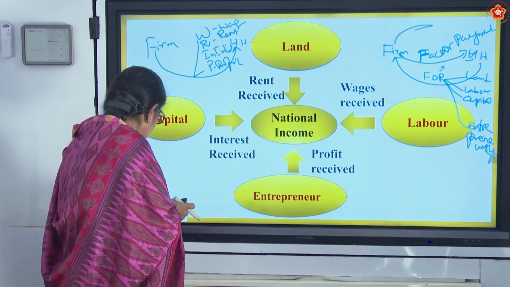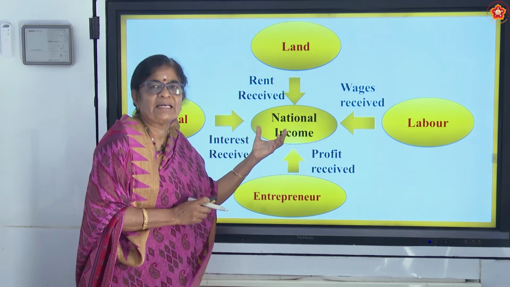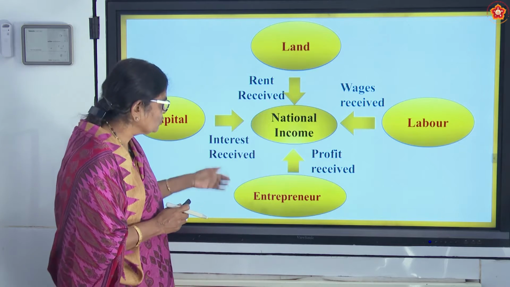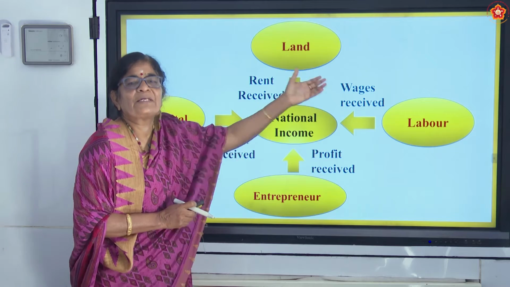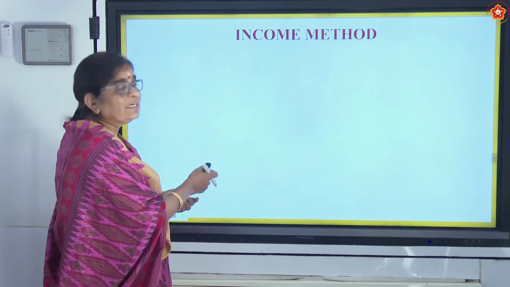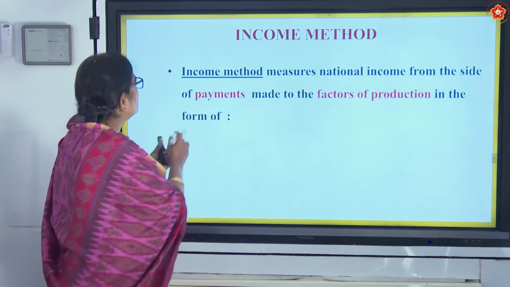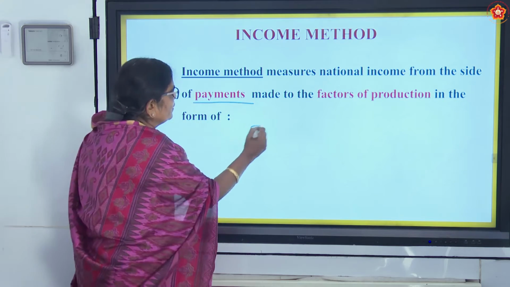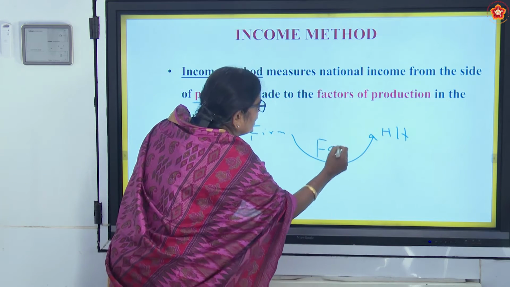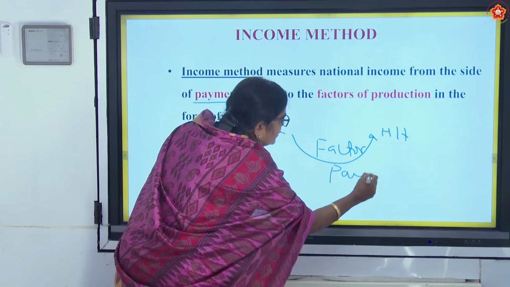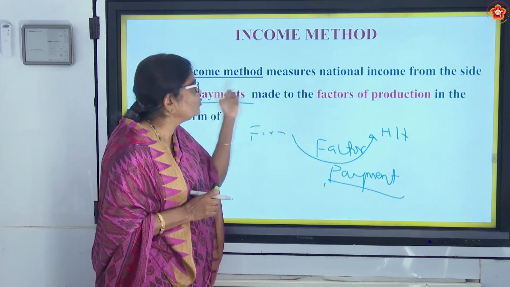We are going to see here the payment side. While measuring national income, we are going to consider the payment side for the factors of production. I hope you understood this model. This model simplifies how the income earned through supplying factors of production is called the income method. Therefore, the income method is nothing but the measure of national income from the payment side. Who pays? The firm pays the household. What is it called? Factor payment.